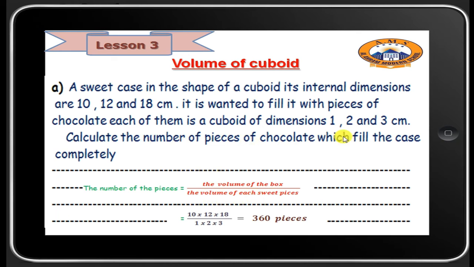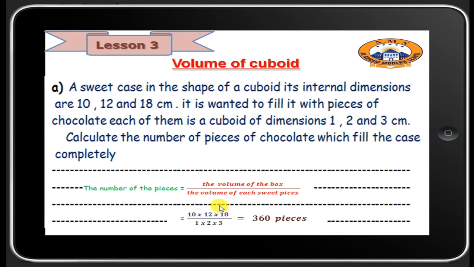That I'm going to multiply the dimension of the chocolate. So 1 times 2 times 3. But before that, my dear student, I want you to make sure that they are the same unit. Here, the unit of the dimension of the box is in centimeter, very good. And the unit of the dimension of the sweets is also in centimeter.